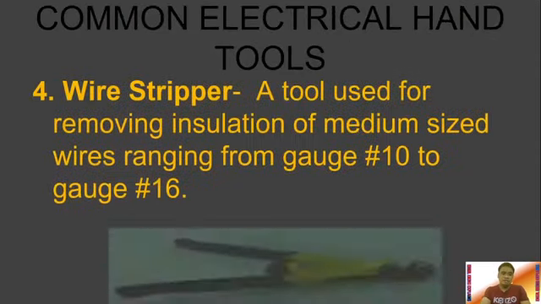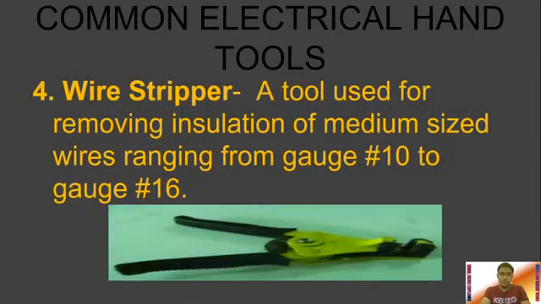Okay. Then we have the wire stripper. A tool used for removing insulation of medium-sized wires ranging from gauge number 10 to gauge 16. So this is used to remove the insulation or the covering of a wire, usually small wires from gauge 16 to gauge number 10.